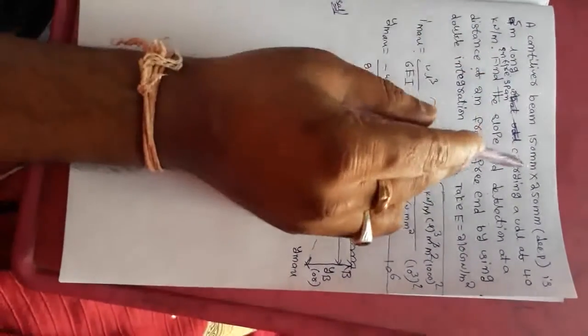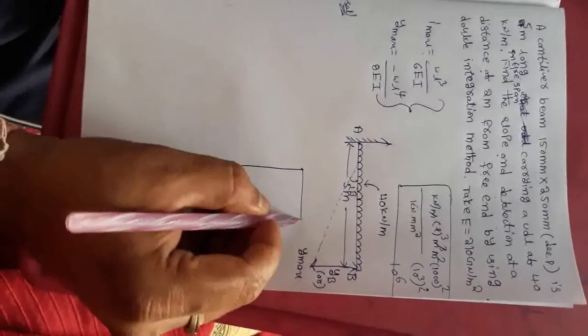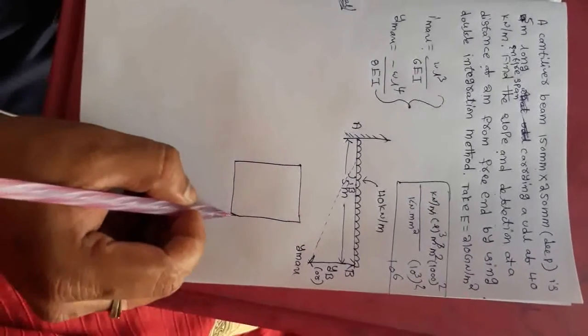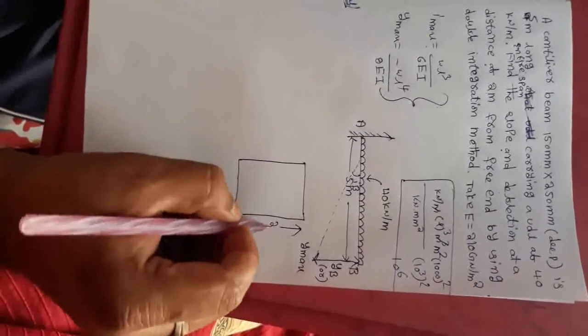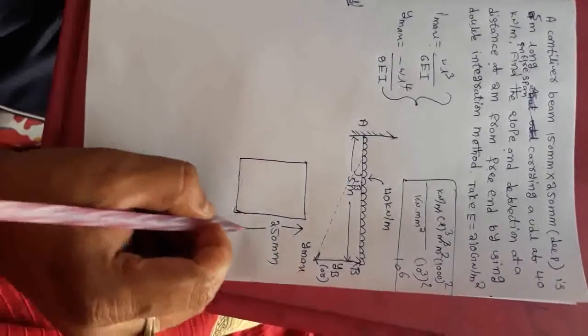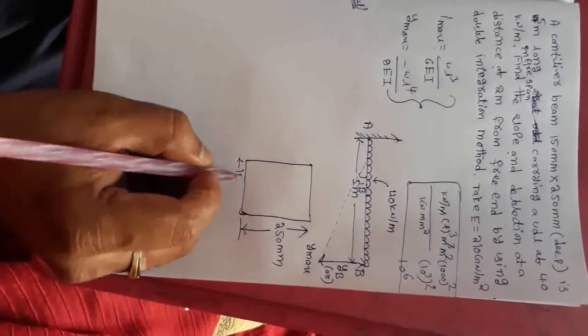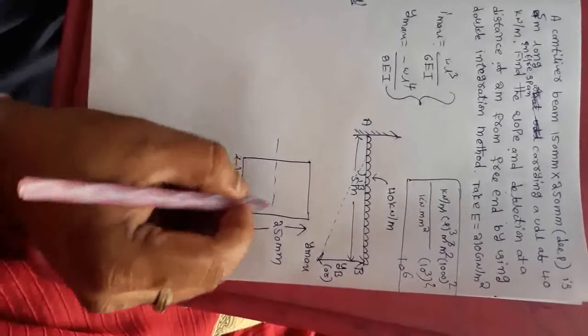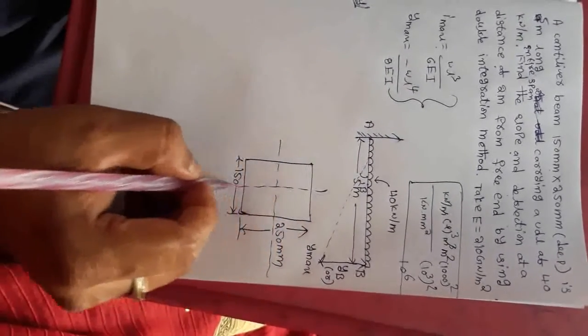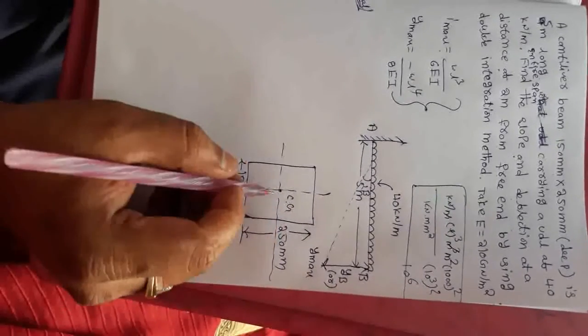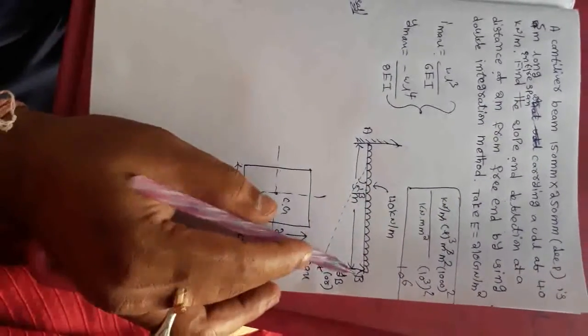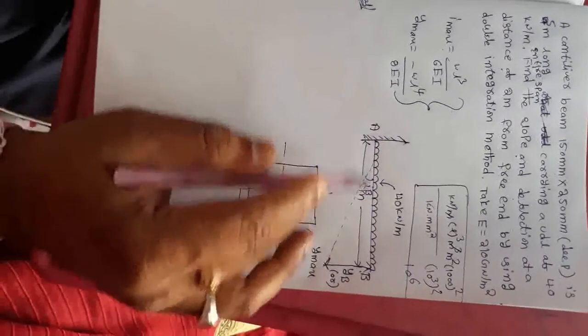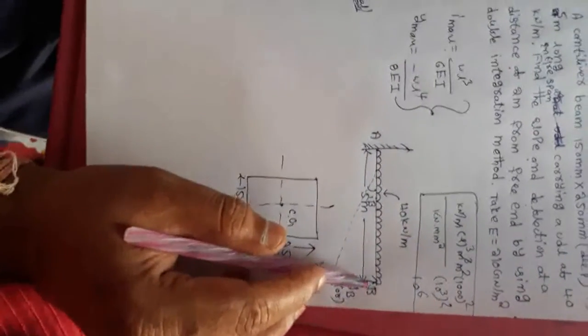Let me explain the problem. A cantilever beam 150 mm into 250 mm deep. That is a rectangular section, so you can draw a rectangular section of the beam. The depth is 250 mm as given in the problem, and 150 mm is the width. This is the neutral axis about the x axis, and this is the neutral axis about the y axis. This is the center of gravity point. This is a rectangular section and a cantilever beam. One end is fixed, the other end is free. The fixed end is denoted as end A, and the free end is denoted as end B.